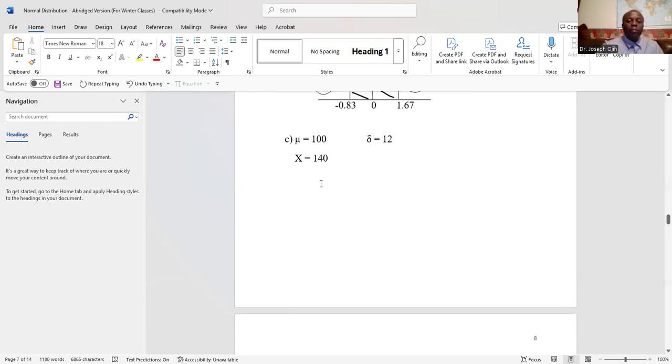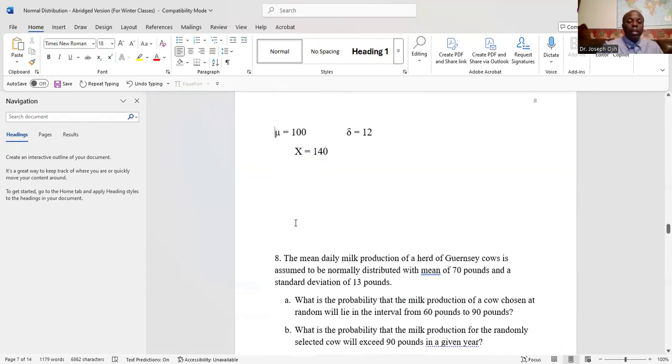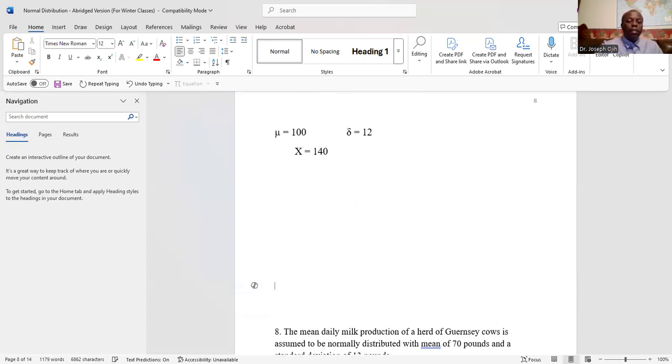So that we can now transform this. Let me move this down so we can have enough room for this. I can go to the next page. So we have, let's do the transformation. Of course, remember the formula.